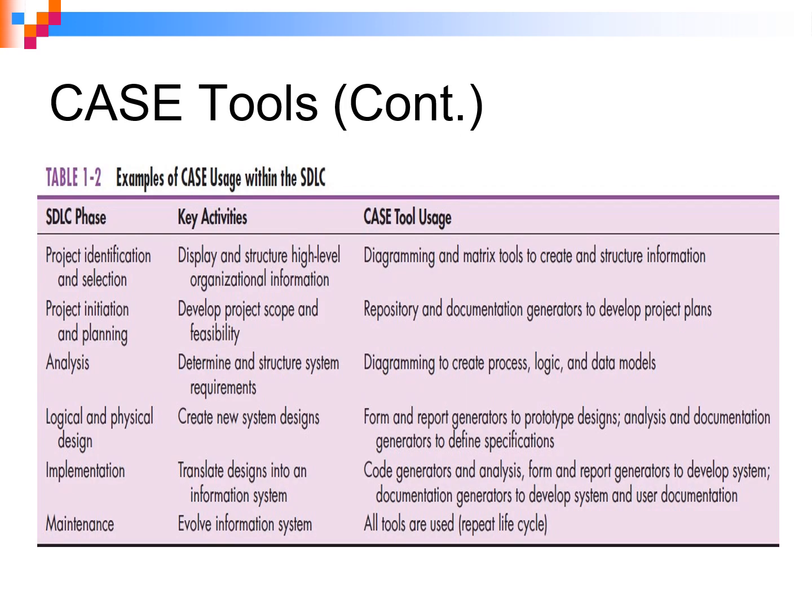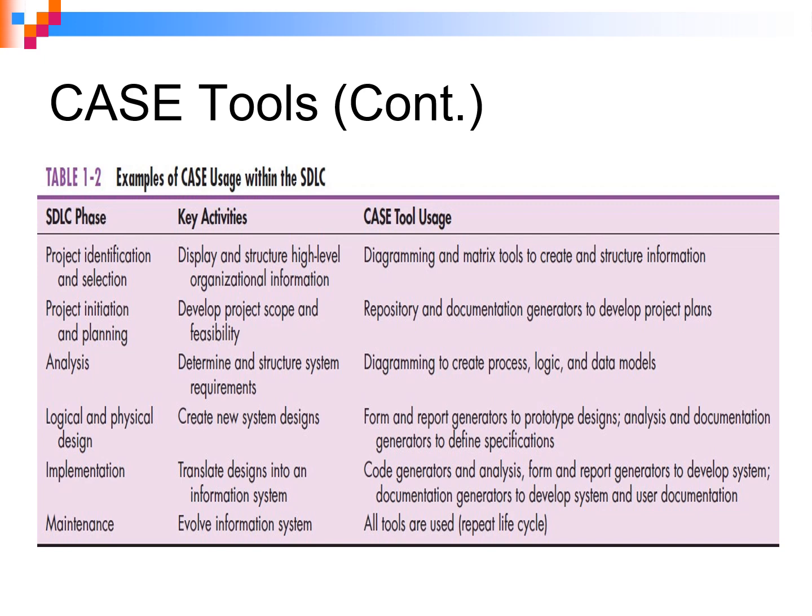Okay, so here's the examples of CASE usage within the SDLC. Okay, on the table, yung first column, nandiyan si SDLC phase. Next is key activities, and then the last column, CASE tool usage. So, yung gamit ng CASE, okay, sa SDLC. Okay, so the first one is project identification and selection. The key activities for that is display and structure high-level organizational information. And then for the CASE tool, diagramming and matrix tool, to create and structure information.